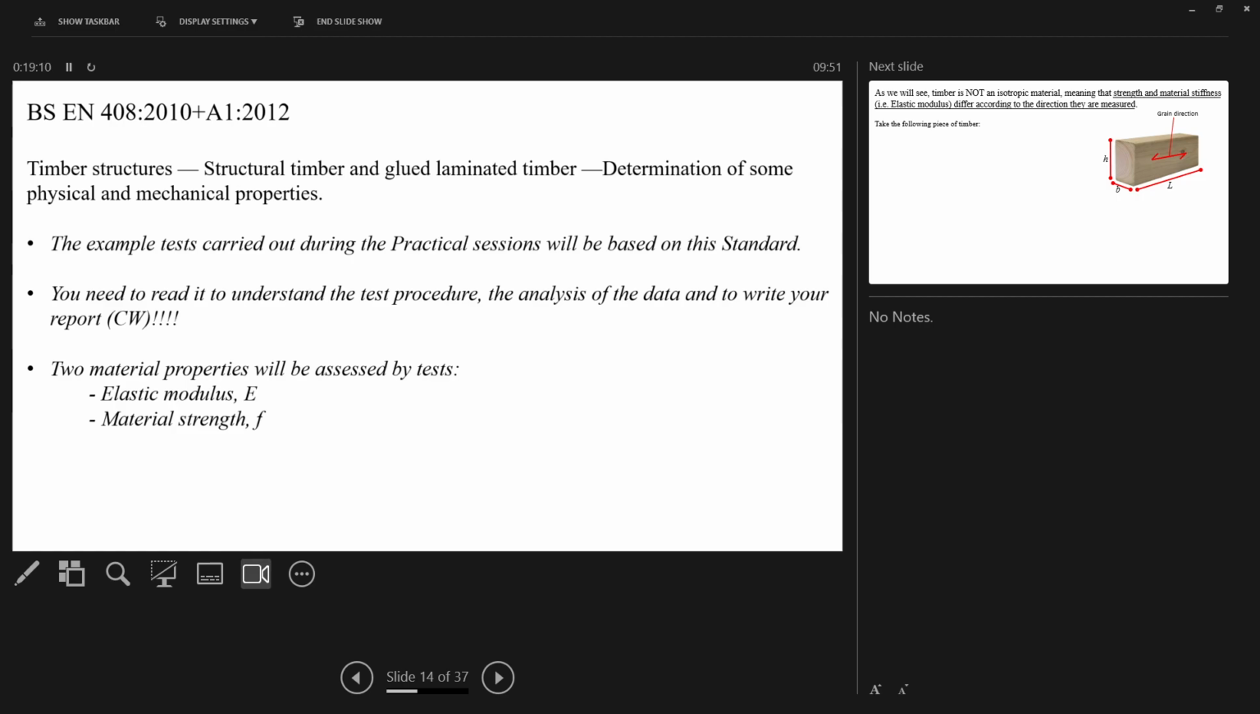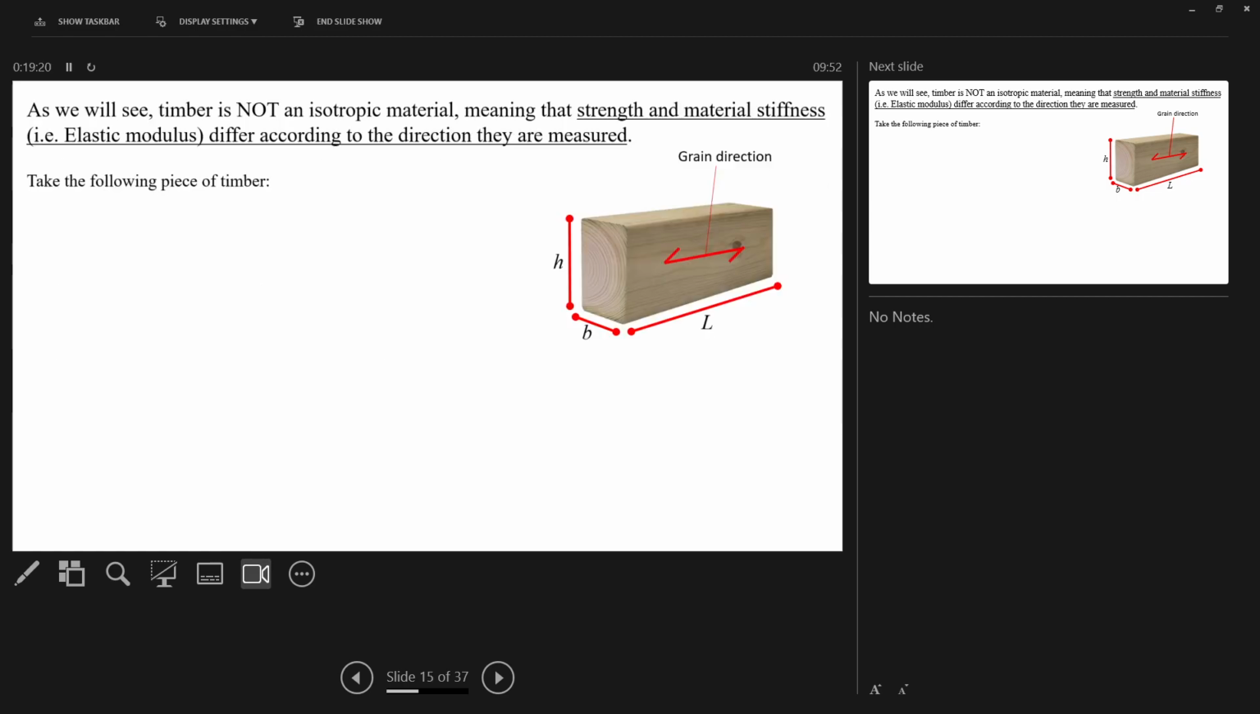While doing the elastic modulus, usually noted as capital E, and the material strength denoted as lowercase f. So the sample, well, this is actually one of last year's ones, I think. That's not actually one of 2019, the sample came from. And it'll be this sort of size and shape.